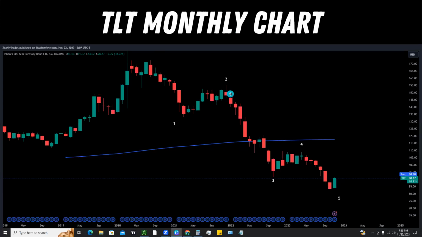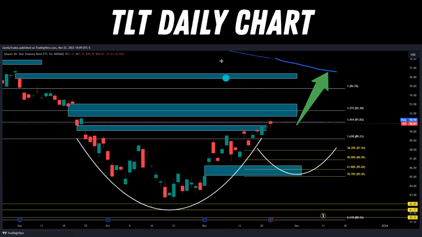All right, we can see very clearly on a monthly time frame, we've completed a 5-wave structure to the downside, it appears. And the big question is where it can go next, right? So we'll zoom into a daily time frame to look at those possible scenarios.